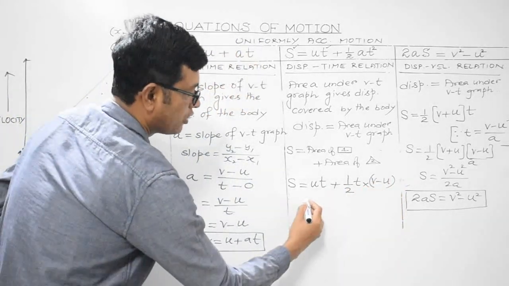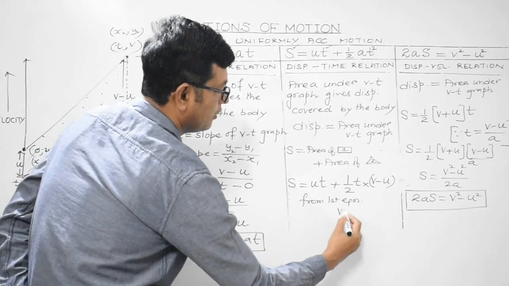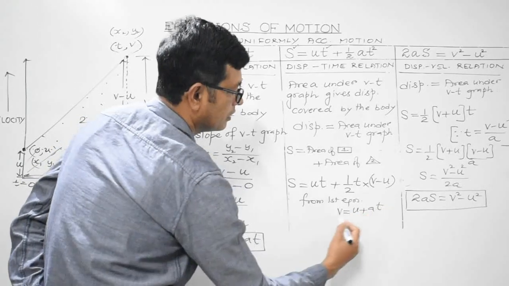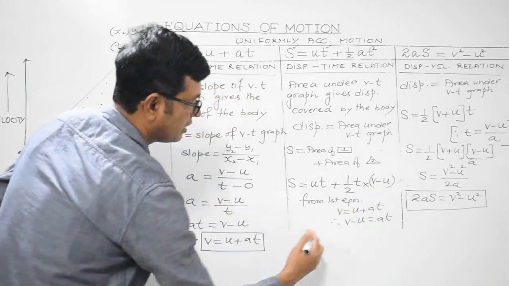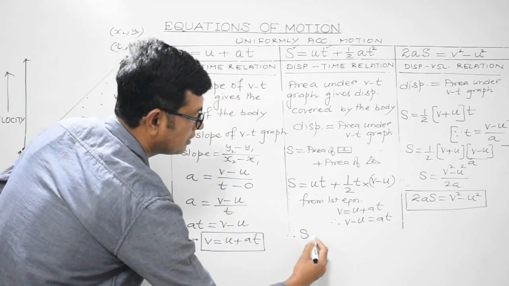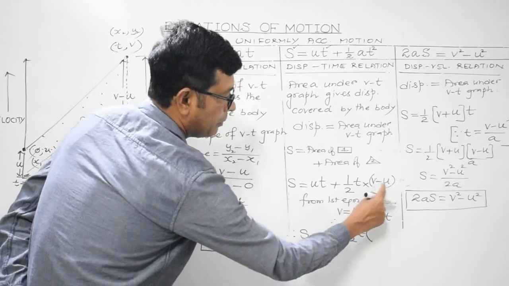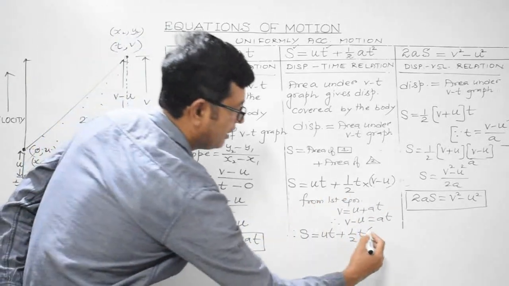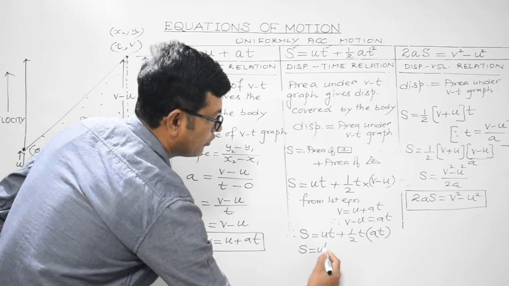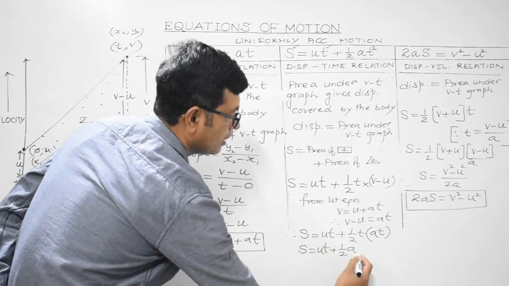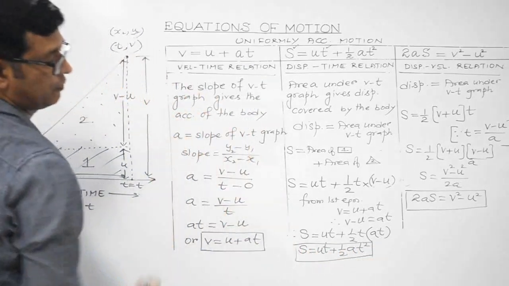Now make use of equation 1. From first equation, what do you get? V is equal to u plus at. Therefore, v minus u can be written as at. Therefore, what you get is S is equal to ut plus half t, in place of v minus u, you can write it as at, a into t. So we get the second equation of motion, ut plus half a t square. So that's the second equation of motion for you.